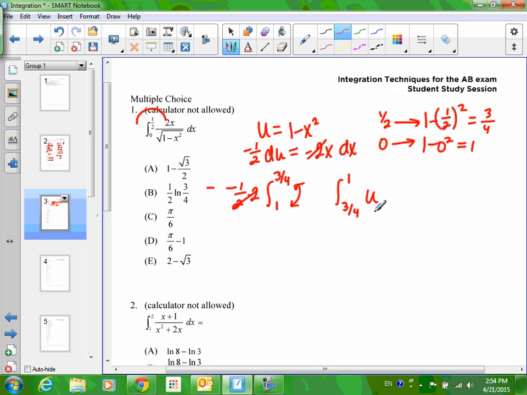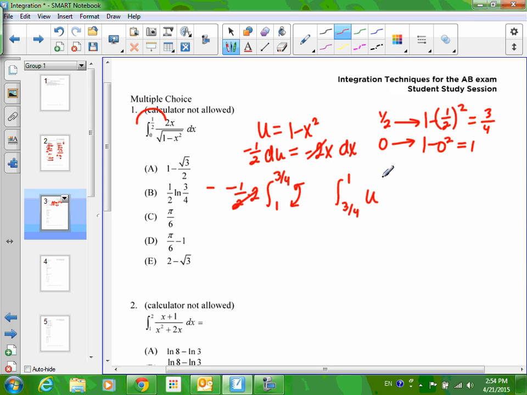Wait, why is there a negative? Because this first negative was because the derivative of negative x squared was negative 2x. The other negative is when you switch the upper and lower bound. You have to change the sign. Because when you finally plug the bounds in, it reverses the order in which you subtract them.